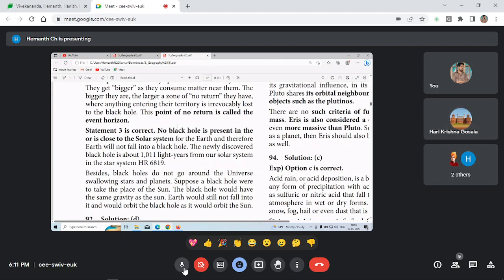Besides, black holes do not go around the universe chasing stars and planets. Suppose a black hole were to take the place of the sun. The black hole will have the same gravity as the sun. Earth will still not fall into it and will orbit the black hole as it will orbit the sun.